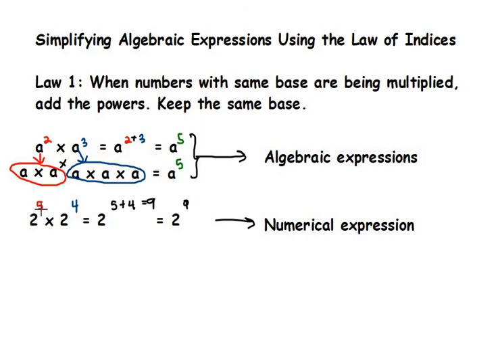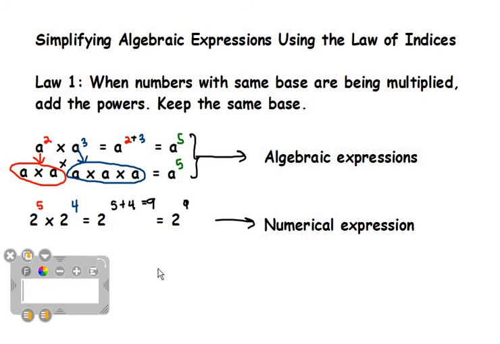Okay, sometimes when you're asked to write a number in index form, you may mistakenly multiply the base by the index. Okay, so this now would not be correct. 2 times 5 is 10 and 2 times 4 is 8. That would be incorrect. You are going to look to see if they have the same base, and if they do have the same base, you are going to add their powers and keep the same base.